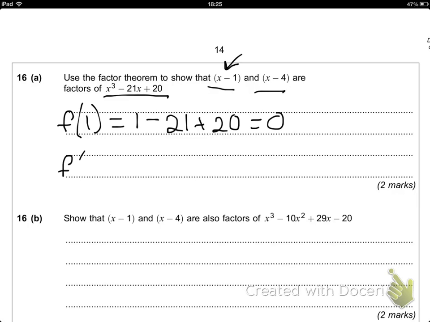And the next number that it asks us to put in is 4, from this bracket here. 4 cubed is 64, minus 21 times 4 is 84, plus 20, and again that is equal to 0.